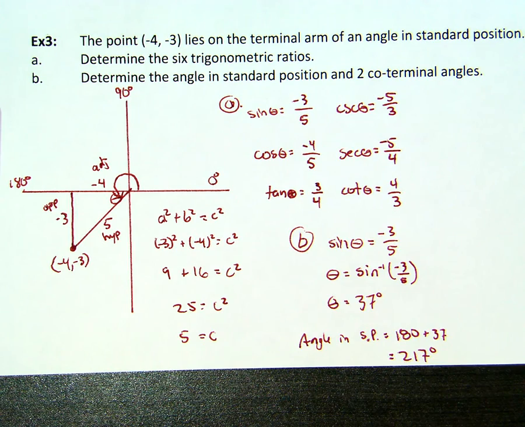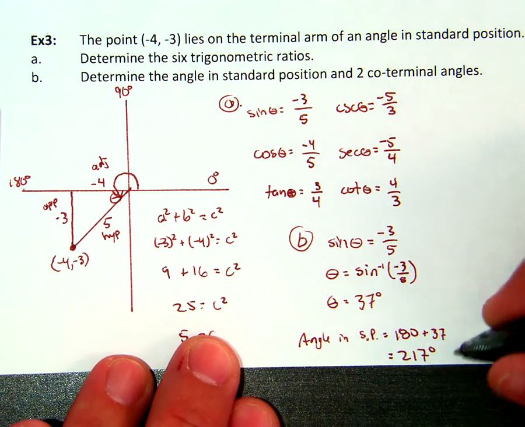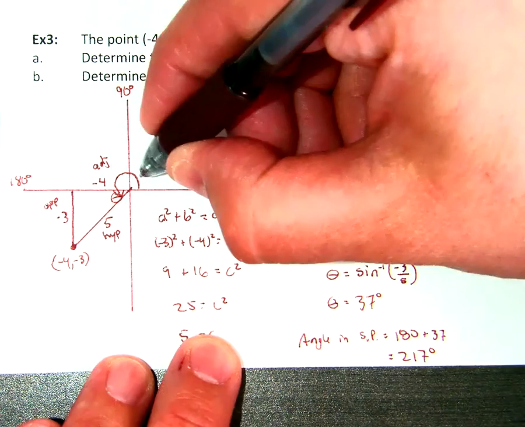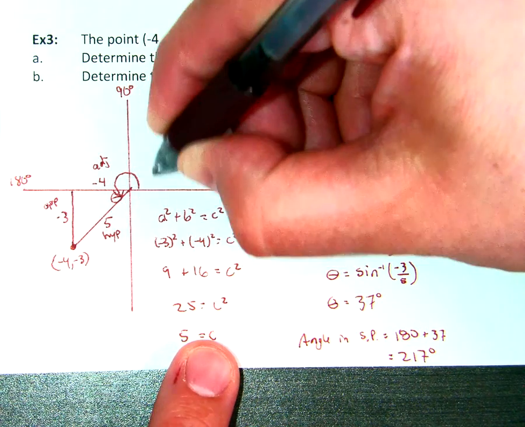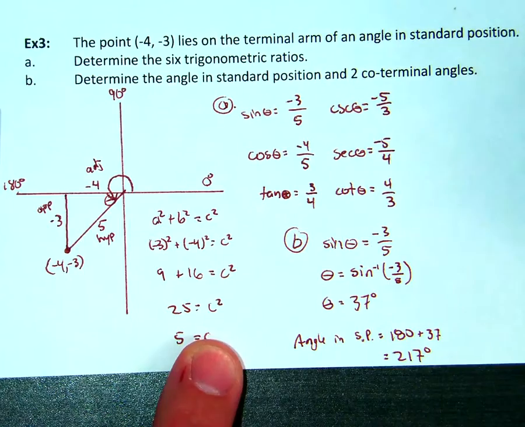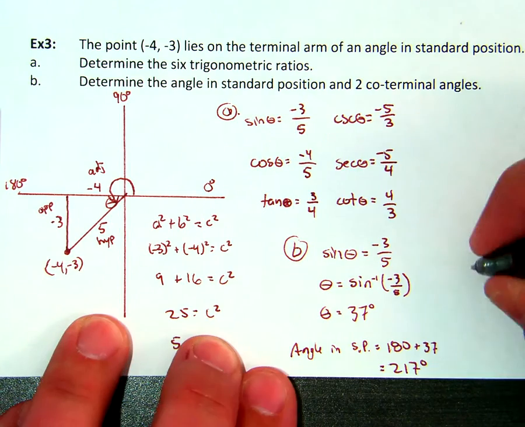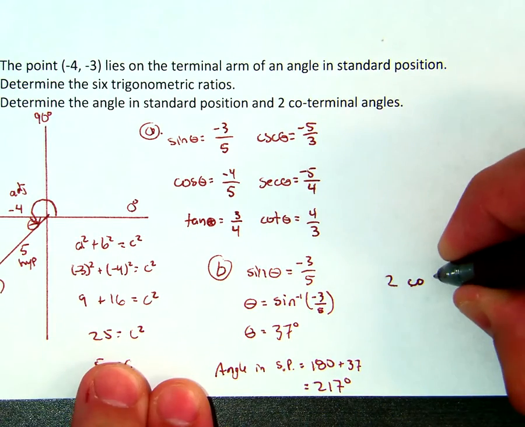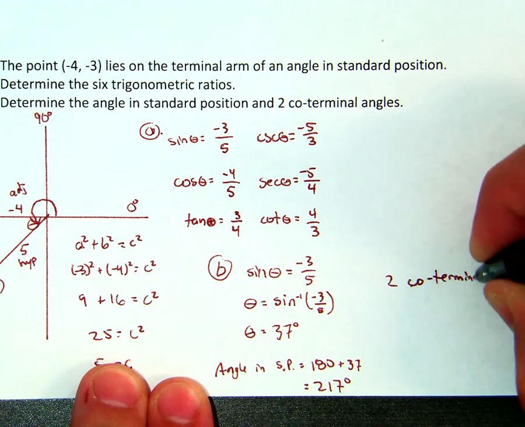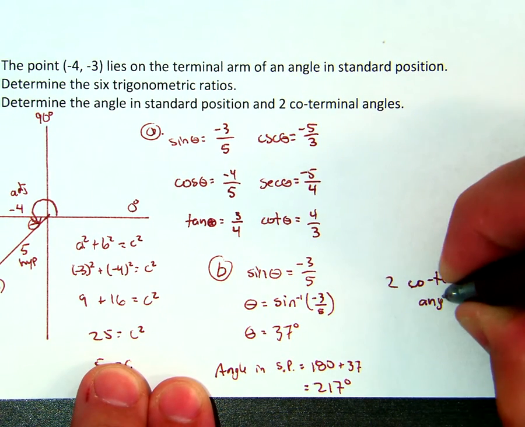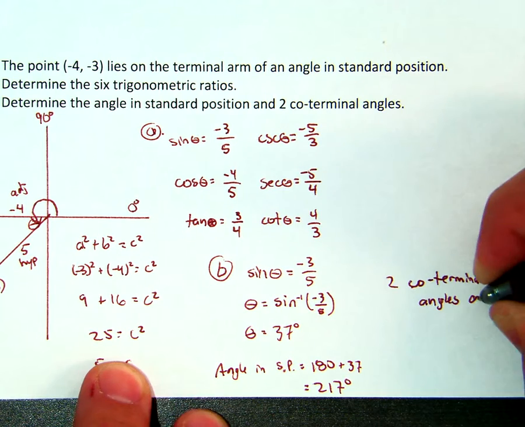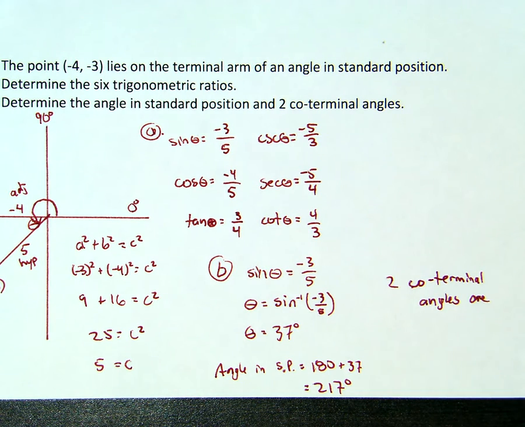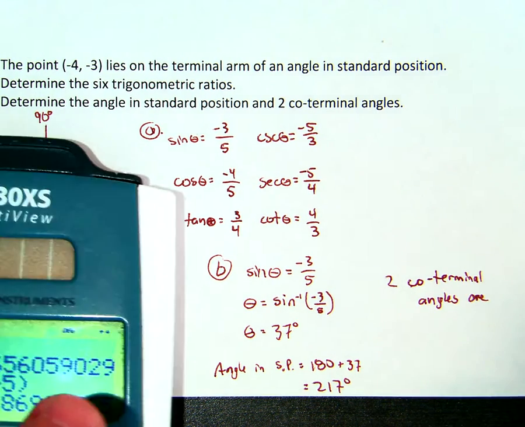The 2 coterminal angles would be just add 360 to it. So basically you're here and then go around again, all the way around again. So add another 360 onto that. So two coterminal angles. Coterminal, co meaning like the same, or together I guess, and then terminal meaning the same endpoint, so the same terminal arm.